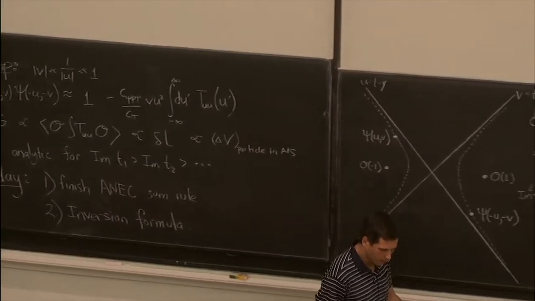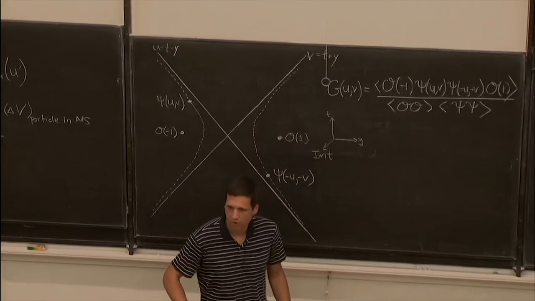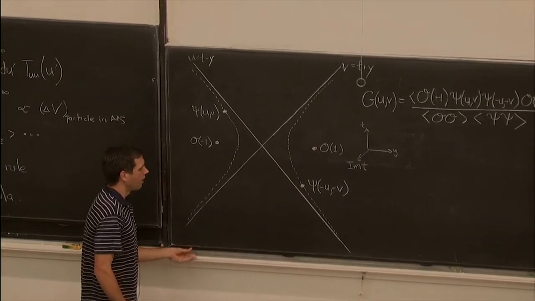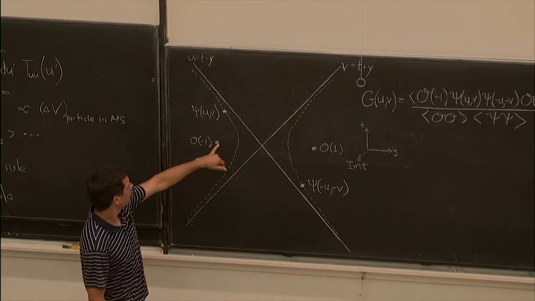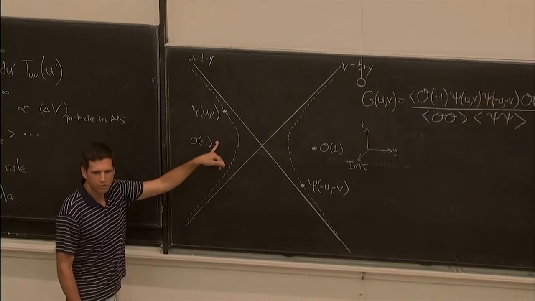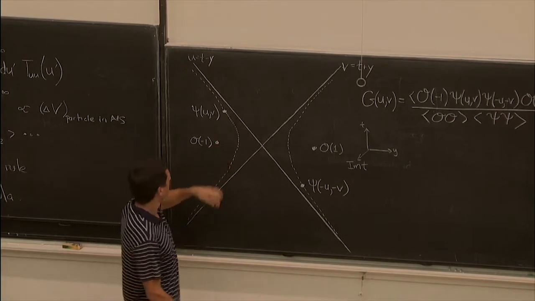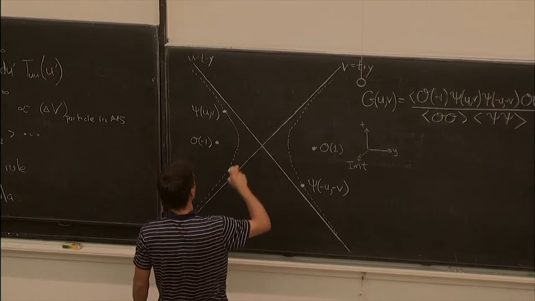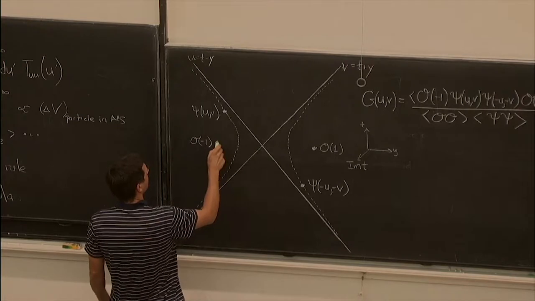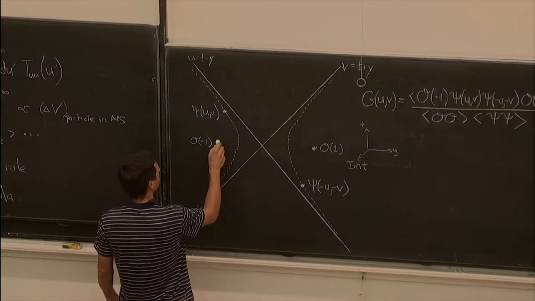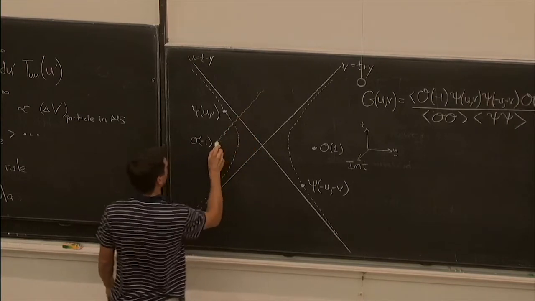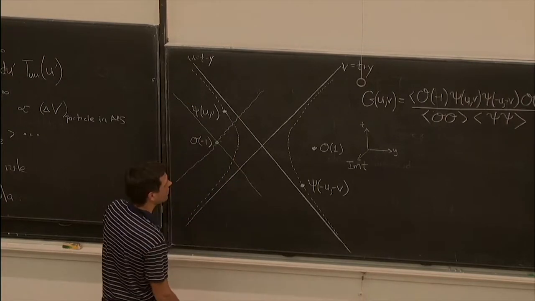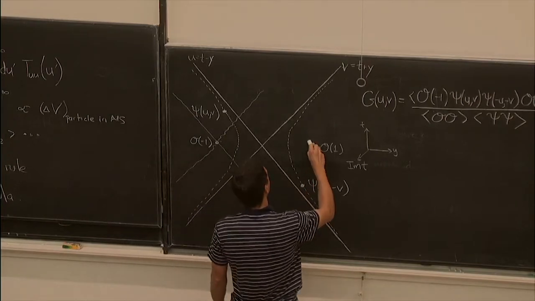Okay, so we talked about the analytic structure of the two-point function, and now we want to turn to the four-point function. As before, when you insert an operator, it creates branch points coming on its light cone. We're thinking of this four-point function as a function of U and V, and this O insertion here is going to create branch points along its light cone. There are some branch points here. The same thing for the O operator over here.